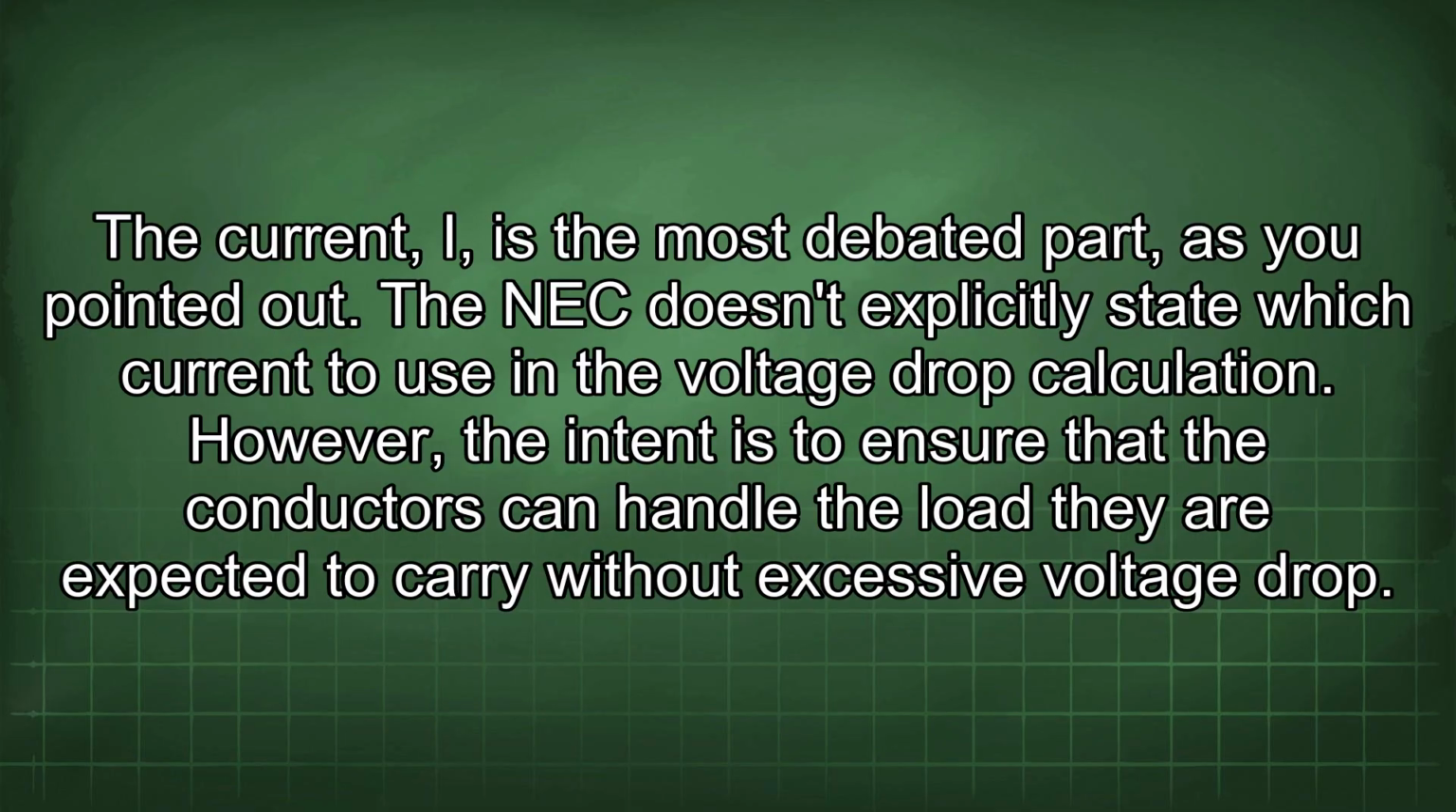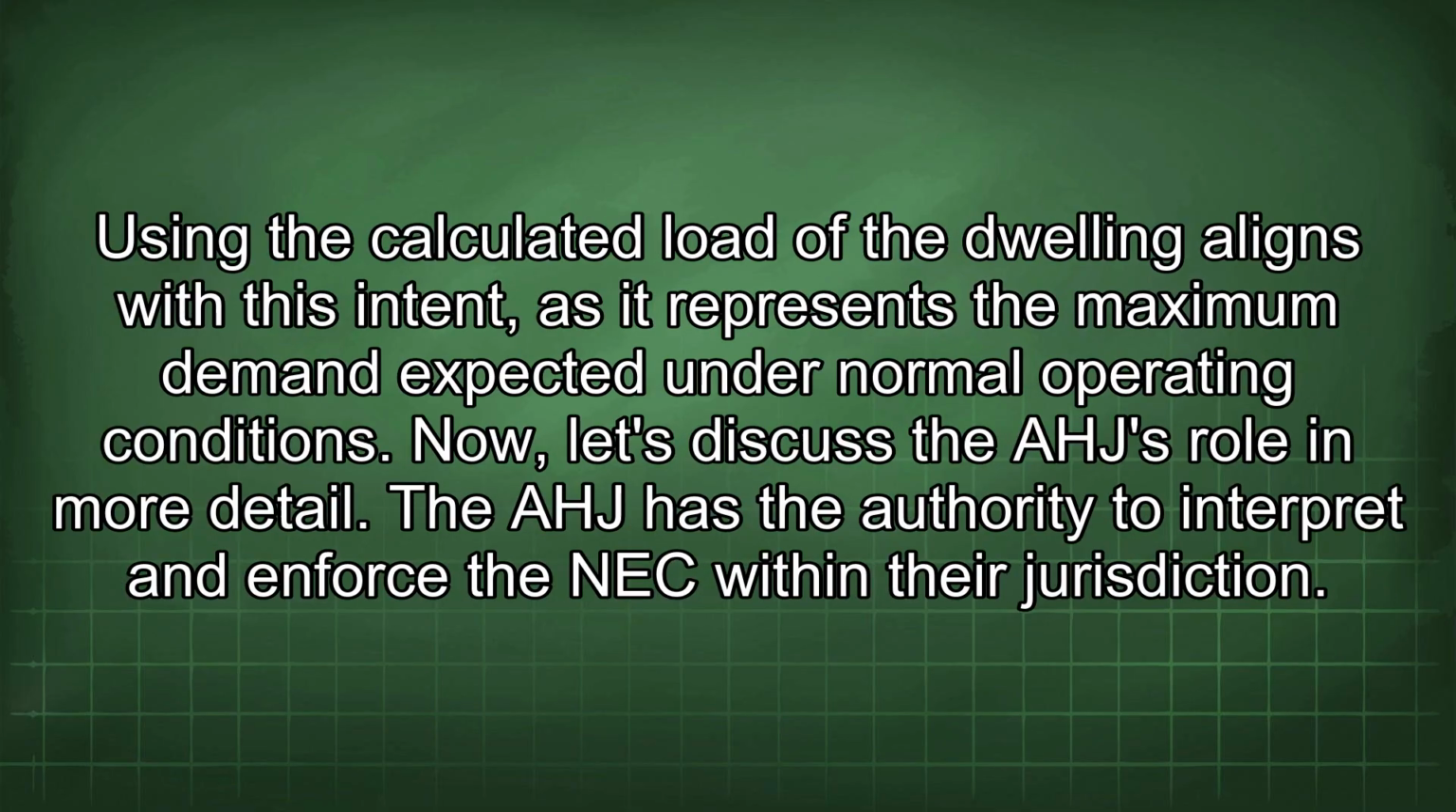The current I is the most debated part, as you pointed out. The NEC doesn't explicitly state which current to use in the voltage drop calculation. However, the intent is to ensure that the conductors can handle the load they are expected to carry without excessive voltage drop. Using the calculated load of the dwelling aligns with this intent, as it represents the maximum demand expected under normal operating conditions. Now let's discuss the AHJ role in more detail.